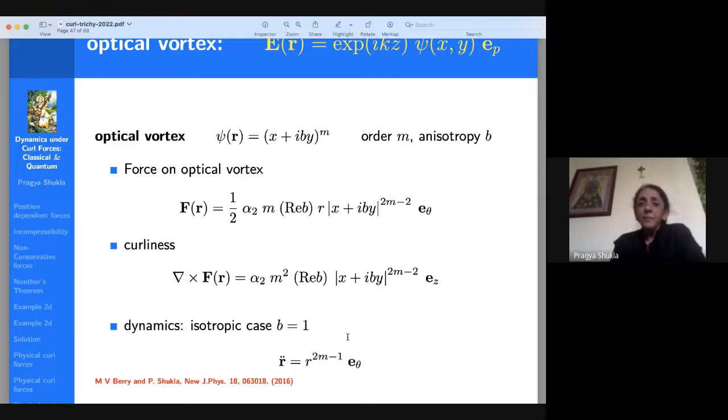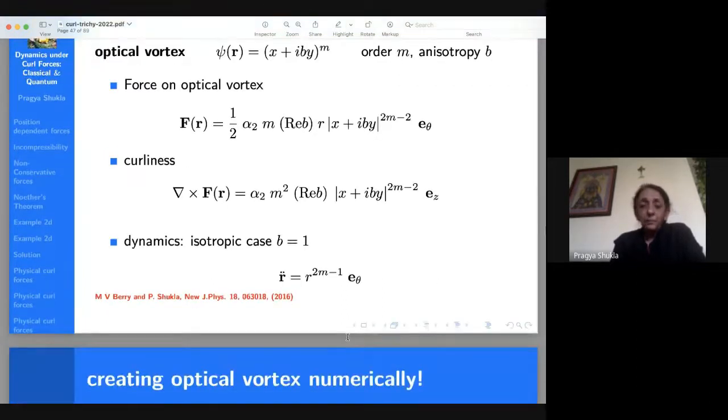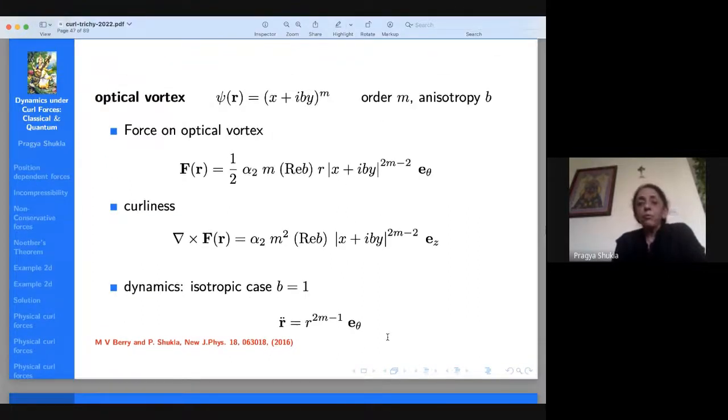This is for b equal to 1. For b not equal to 1, it can be more complicated. So the question is, this is a differential equation, and can this equation lead to chaos? That's the question. Or more complicated cases when b is not equal to 1. Or this is the result for a single vortex.